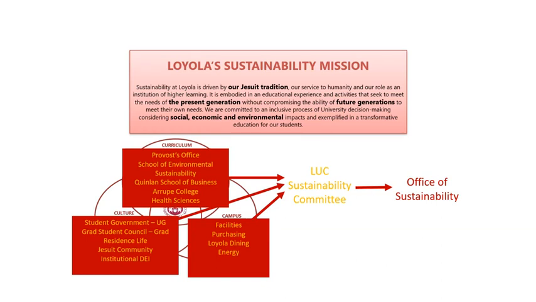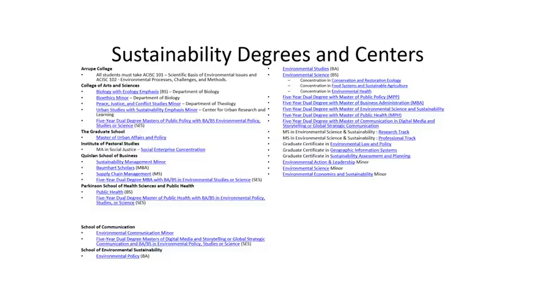How do we organize that? We have a university-wide sustainability committee, which includes student, staff, and faculty representatives, including deans and other administrators. They oversee the work that I do in the Office of Sustainability and with my staff of Loyola professionals and students. Next slide, please.